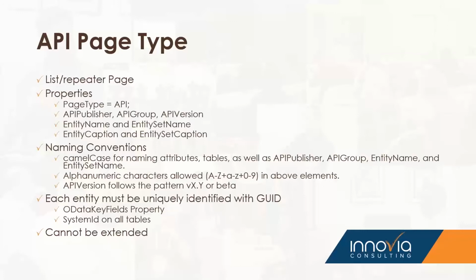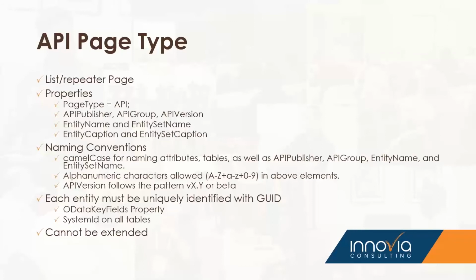So as you can imagine, you can't have unique characters and so forth. They do recommend camel case, which is essentially, if you squeeze your two words together, the first word is lowercase, the second word uppercase. That's for attributes or field names, tables, and as well for your publisher, your group, your entity name, and your entity set name. The caption, as you suspect, is just a caption, so there's a little bit more freedom over that. Alphanumerics, A to Z, upper, lower, and then 0 through 9, no special characters, as I said.